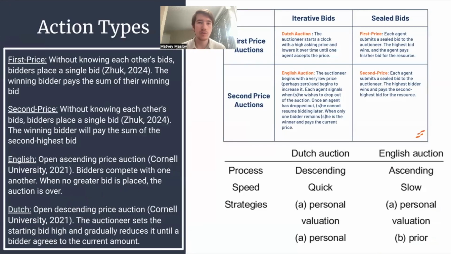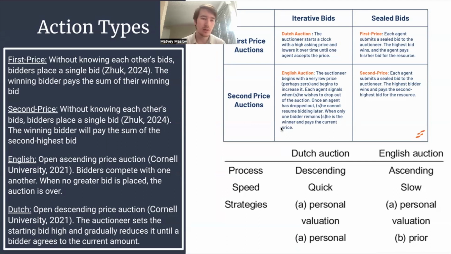So we're here for the first price. We can see that without knowing each other's bids, bidders place a single bid, and the winning bidder pays the sum of their winning bid. Then for the second price, it's very similar to the first price, but in this case the winning bidder is going to be paying the second best bid. Therefore, it can be a little bit tricky, but it definitely can be seen as a more fair auction type compared to first price auctions.